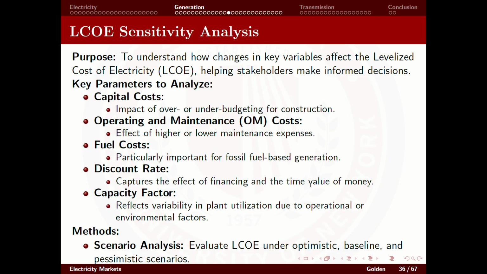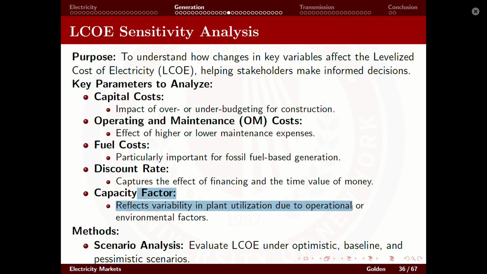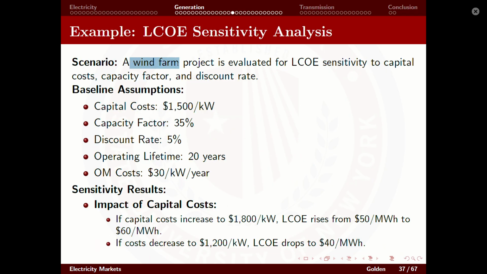Fuel costs. This is particularly relevant for fossil fuel-based generation, where sometimes the fuel cost just goes up. Sometimes you thought natural gas was going to cost $3 and now it costs $6 and you're in a bad place. And then the discount rate captures the effect of financing and the time value of money. And you have the capacity factor, which reflects the variability in plant utilization due to operational or environmental factors. The main method for this is scenario analysis, where you evaluate LCOE under optimistic, baseline, and pessimistic scenarios. Here is an example of an LCOE analysis: a wind farm project is evaluated for LCOE sensitivity to capital costs, capacity factor, and discount rate.